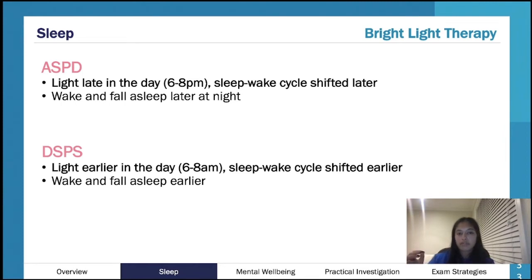What I'll do is maybe at 5 p.m. or 6 p.m., I will shine this light using this light box. And that will tell my brain, do not secrete melatonin, do not secrete it. And therefore my brain will secrete it later, and I'm going to be feeling drowsy later, and maybe I'll want to go to bed a little bit later.